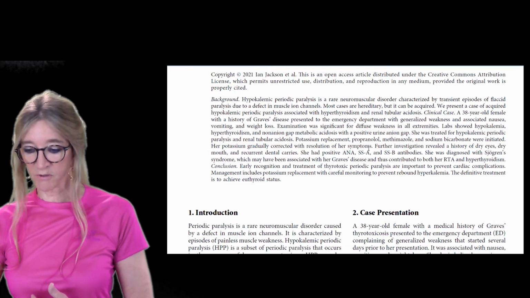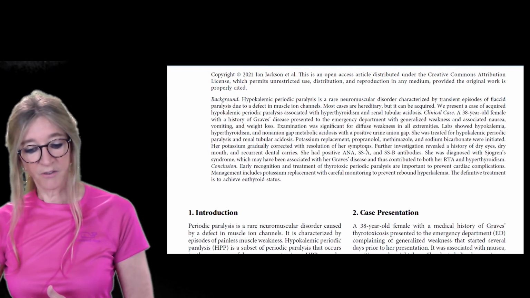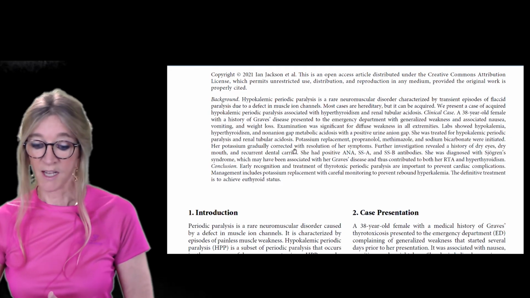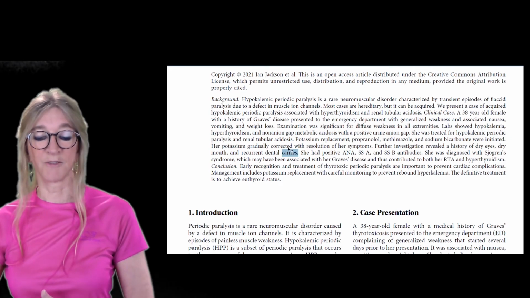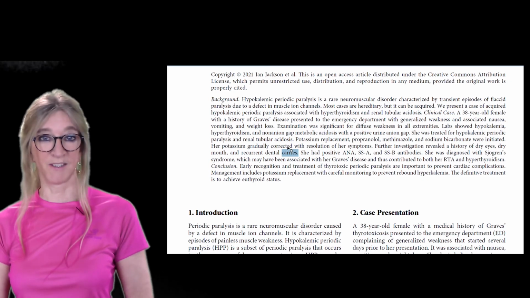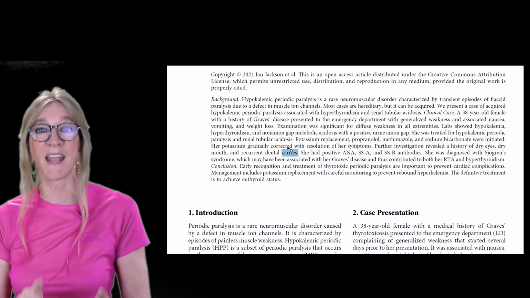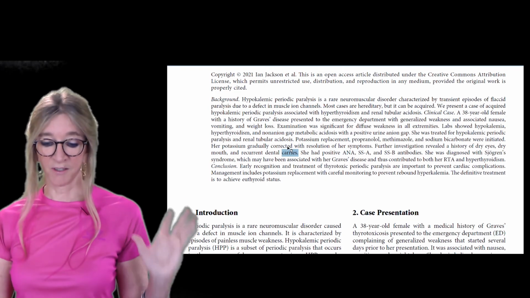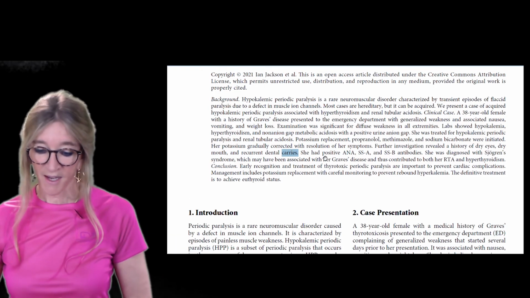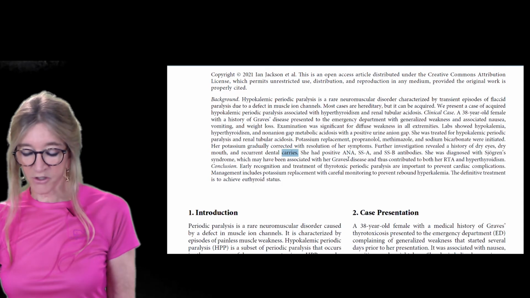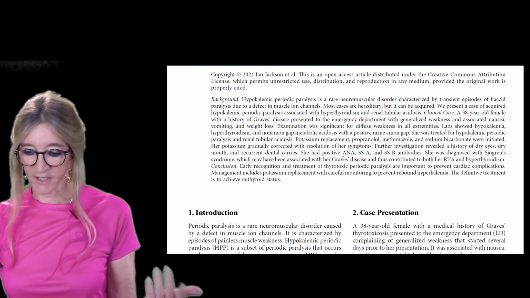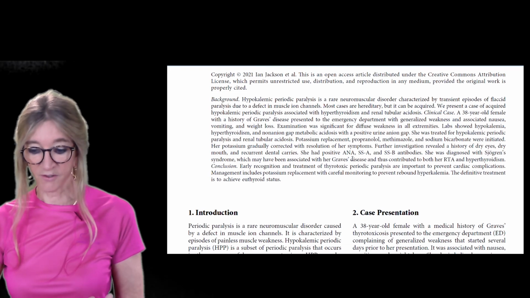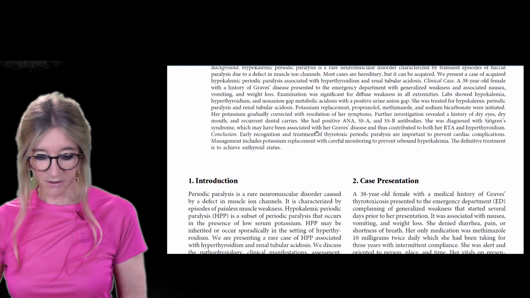Further investigation revealed a history of dry eyes, dry mouth, and recurrent dental caries. So in other words, she had polydipsia. And by the way, this word caries, unfortunately, this journal misspelled. It's supposed to be C-A-R-I-E-S for this particular meaning. So it looks like autocorrect did them in. Go ahead and read more. She had a positive test, diagnosed with a syndrome which may have been associated with her Graves' disease, thus contributed. Let's look at the conclusion.